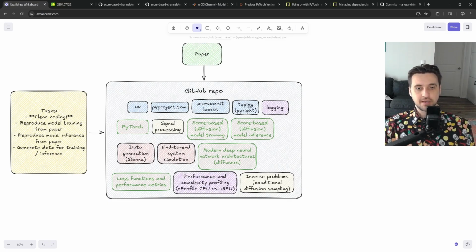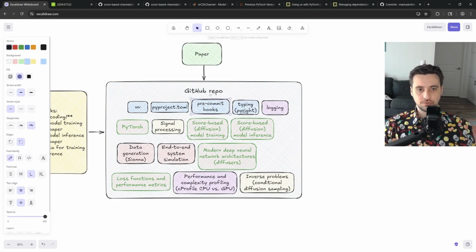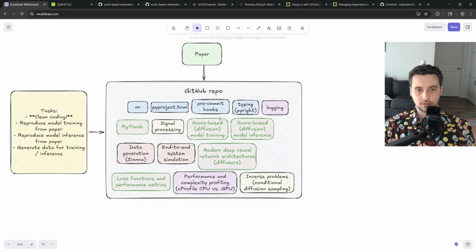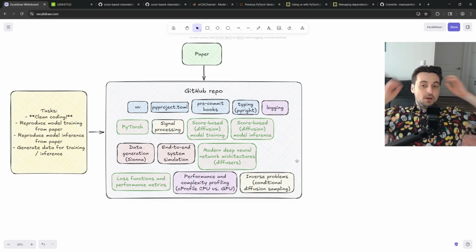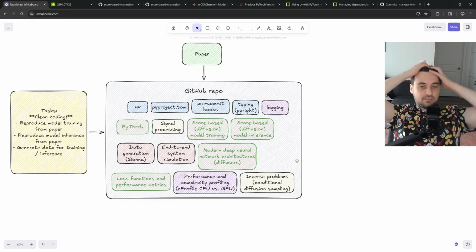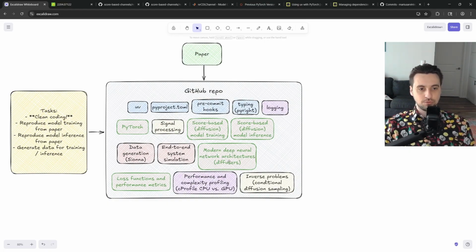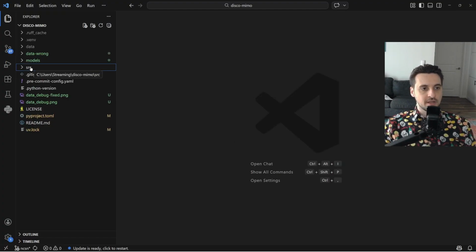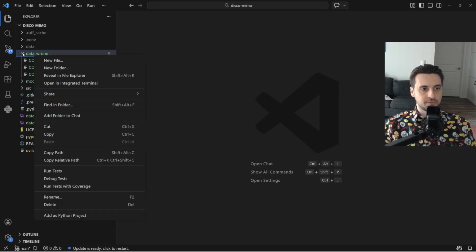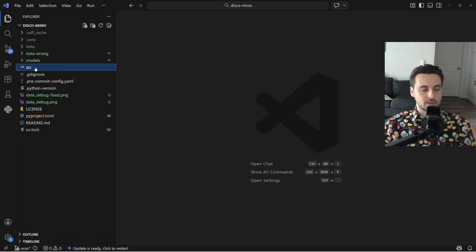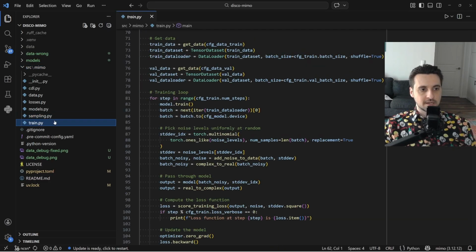So what I finally want to get back to is pre-commit hooks, typing, and logging, a lot of the clean coding stuff, because now the data seems to work. But we also need to get to the inverse problems and the sampling. So why don't we do it this way? Let's get right into it. Now that we fixed the training, we can remove the data wrangling, but let's keep it around. Maybe it'll be useful.